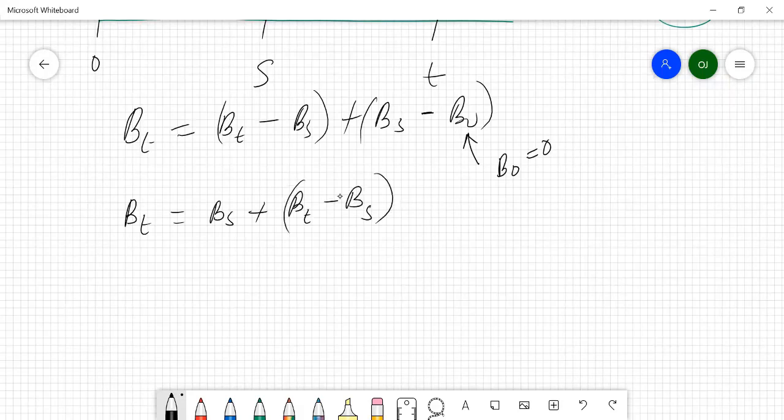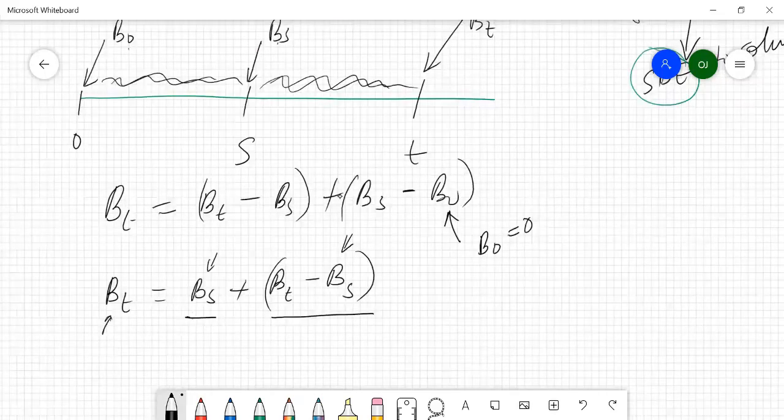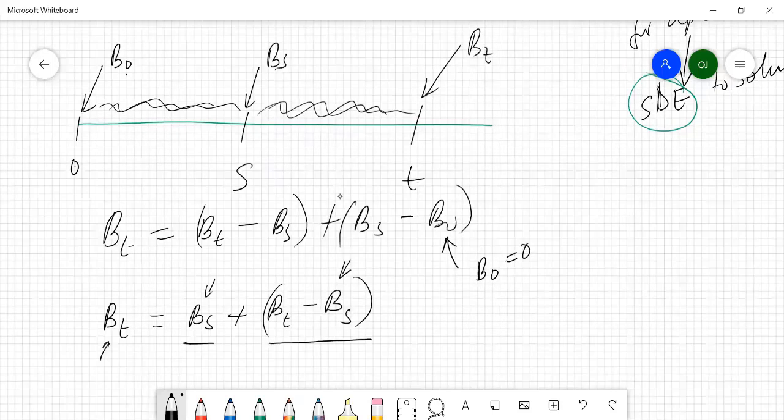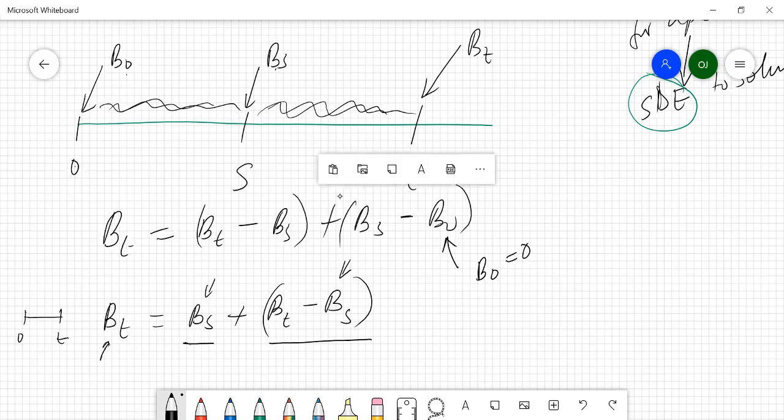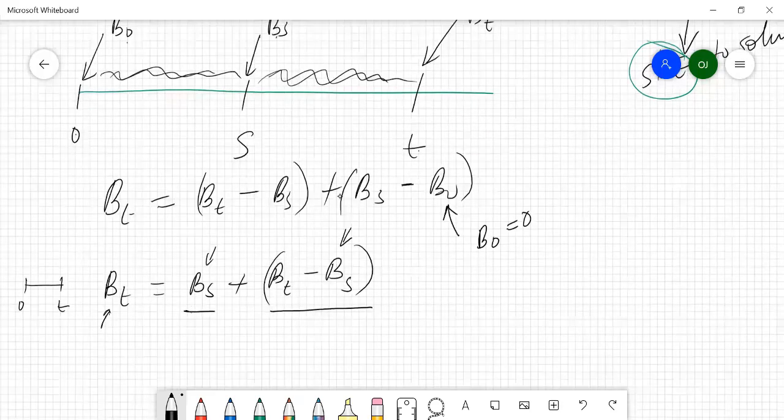Please don't open the bracket to start solving this and this. Don't open the bracket. This is a random variable on its own. This is a random variable on its own. Remember, B naught is the Brownian motion from 0 up to T. That's why we are saying that from 0 up to T is the same as from 0 to S and then from S to T. Yes. That's what we mean.